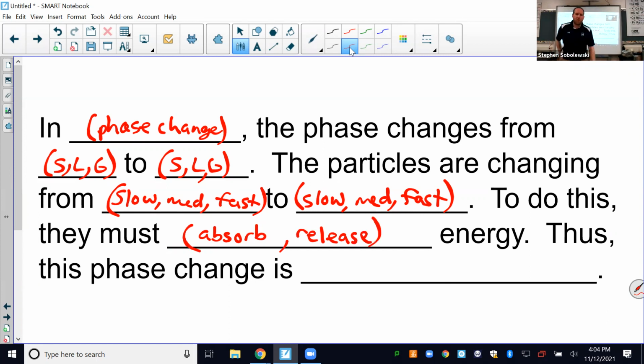Think about this. If you're a particle and you want to speed up, what do you need to do? You need to gain more energy because remember, speed is energy for movement. You give that particle more energy, it's going to zip off faster. If you want to slow that particle down, it needs to release energy. You need to dump off energy in order to slow down. So absorb or release. Let's do our condensation. Well, our last thing here. The last blank, thus, this phase change is blank. This is either going to be endothermic or exothermic.